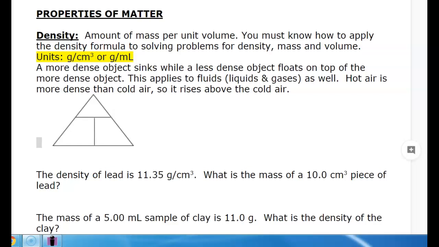Hi everybody, today we're going to go over our properties of matter notes. Please make sure that you have your notes in front of you so that you can record your own notes as we go along.